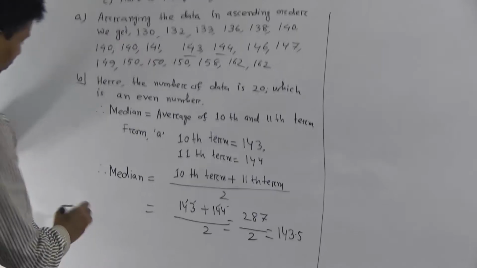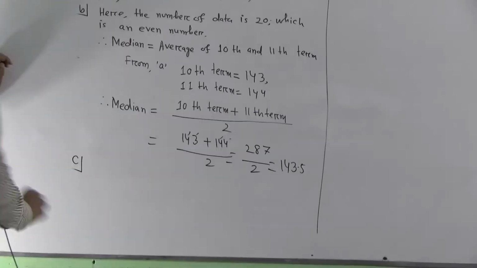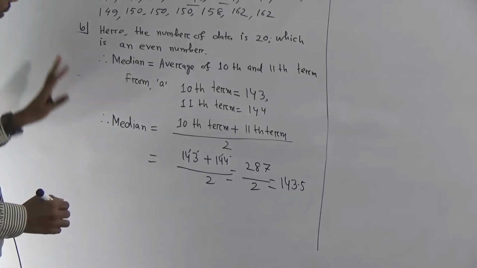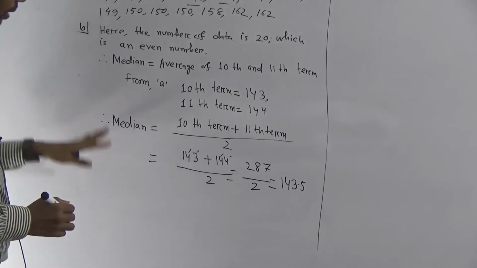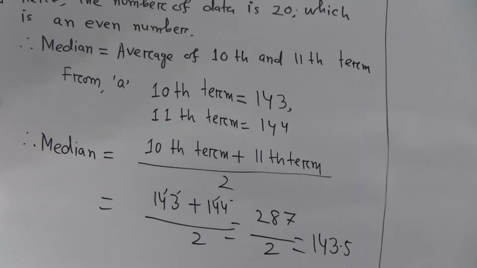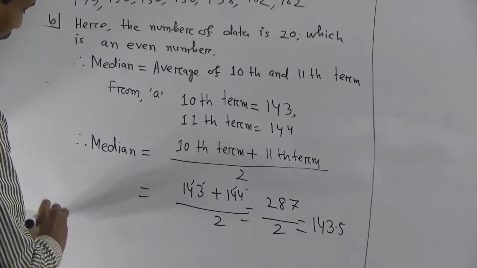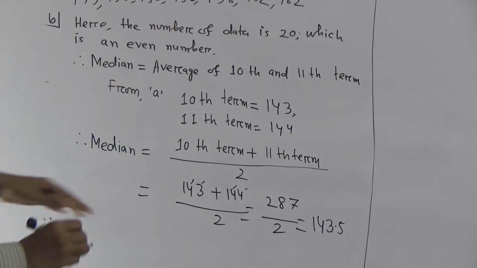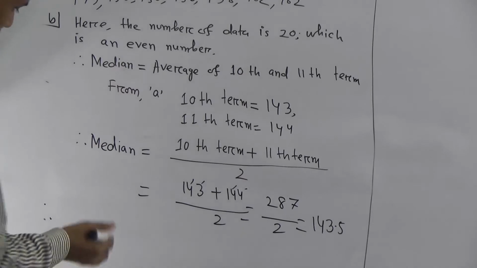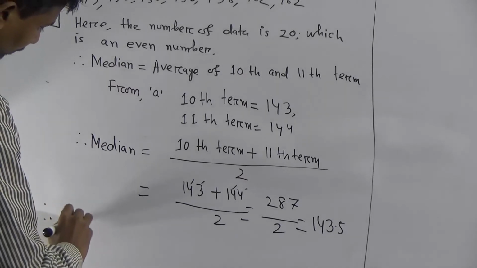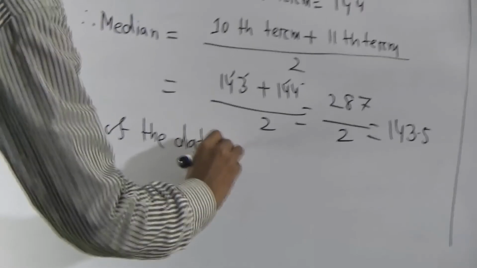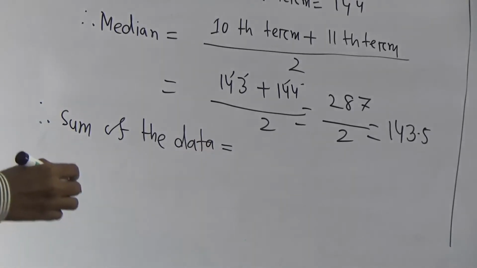Now I will solve the second part of question number B. We have to determine the arithmetic mean of the data. Okay, so write the sum of the data. You have to add now the sum of the data, right?